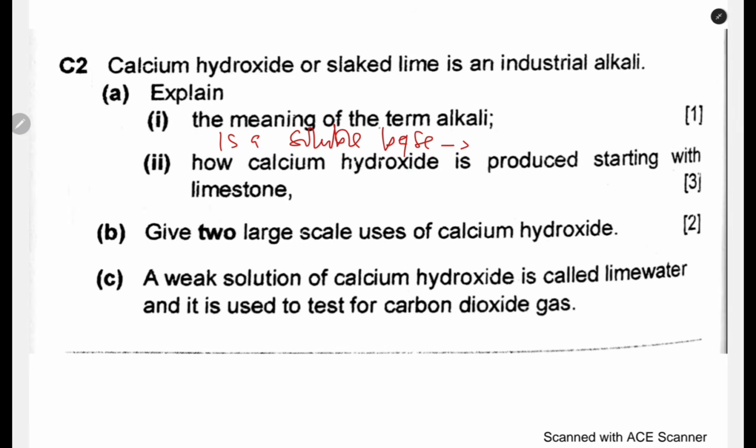Or you can say it is a substance which dissolves in water and produces hydroxide ion as the only negatively charged ion. I guess you've gotten that. It is a chemical substance that when dissolved in water produces a hydroxide ion as the only negatively charged ion, or you can simply say it's a soluble base. Explain how calcium hydroxide is produced starting with limestone.